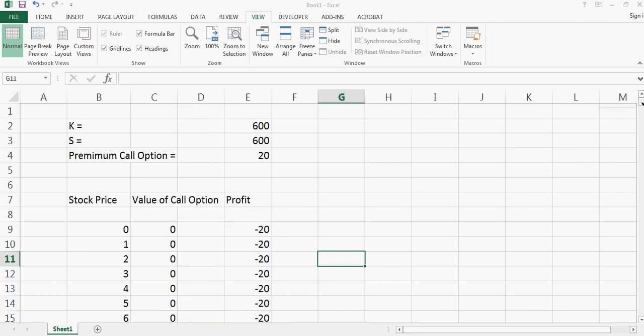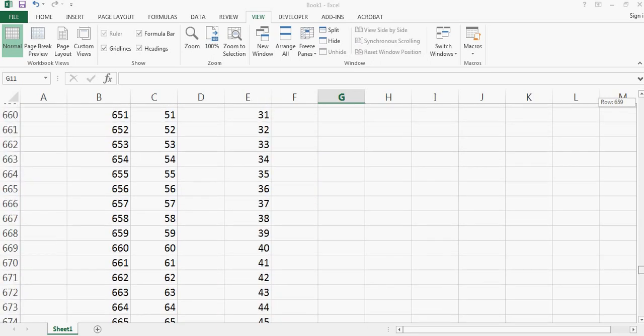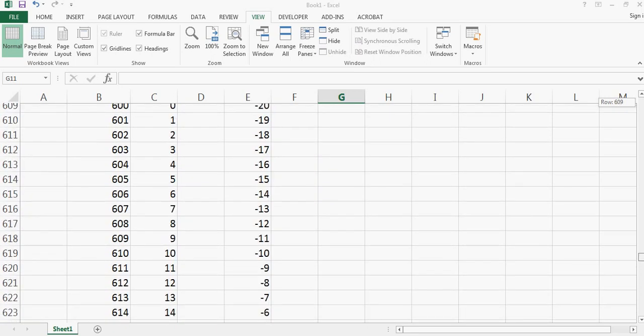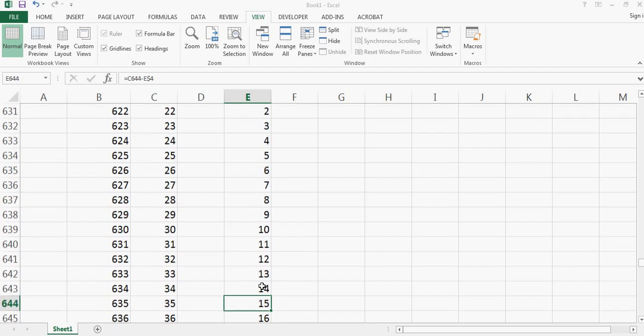Then again I can move this here. Now you can see that I'm losing money all the way, but when it goes to the strike price, then I'll start to recover my losses, and eventually when it goes higher, I start to make money. So this is how it will look.